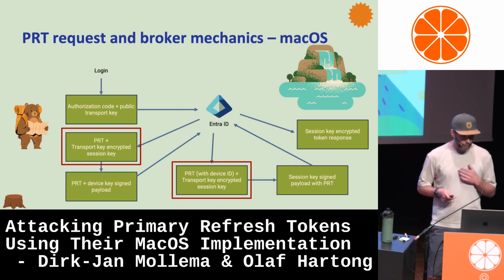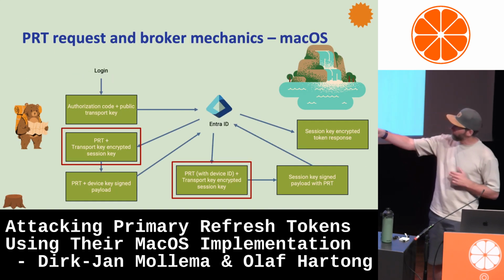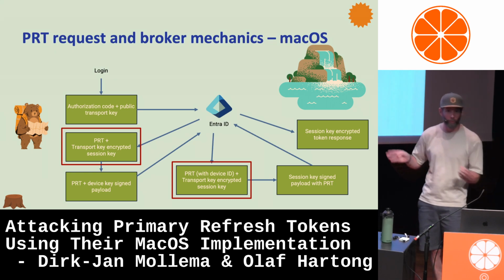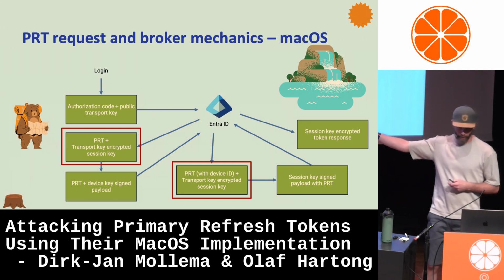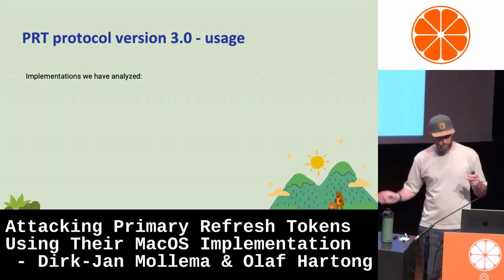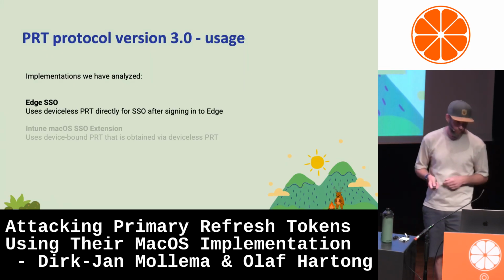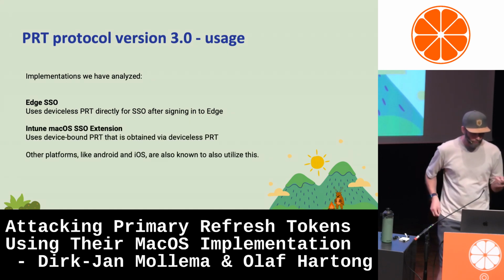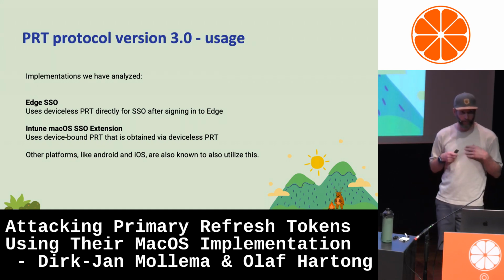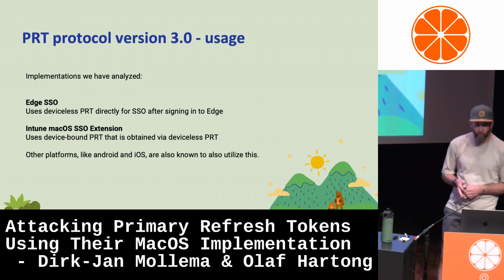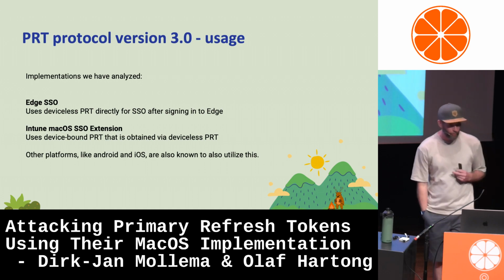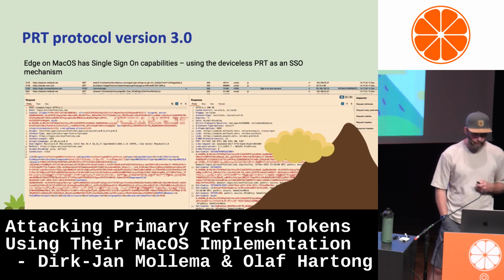So if we would go back, that left bit, the PRT plus the transport key only, that's basically the deviceless version, which will be used by Edge. The bottom one over here will be used by Intune. So there are two different PRTs. Sometimes they might still live on the same system. So that's something, if you're an attacker, that could be interesting to look at, because they are differently protected. In our discussions with Microsoft, we also learned that there are other platforms doing similar stuff, like Android, iOS, all kinds of other obscure OSs maybe as well. But we didn't really look at it because we were already distracted enough by this.